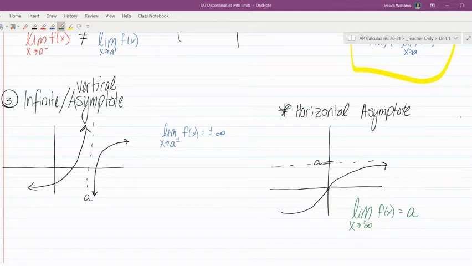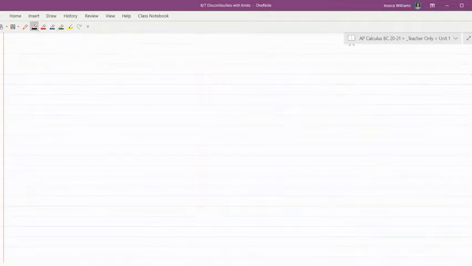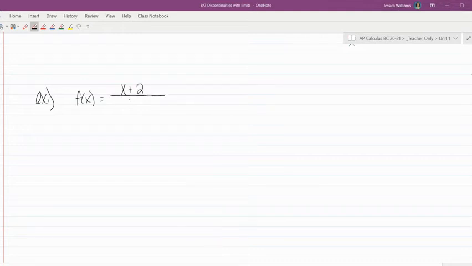That's kind of it. Those are your three options for discontinuities, and then a little added bonus about horizontal asymptotes. What I want to do now is give you a function, and let's talk about all of the discontinuities. So for example, here's a function. It looks like this. It's just a boring old rational function.